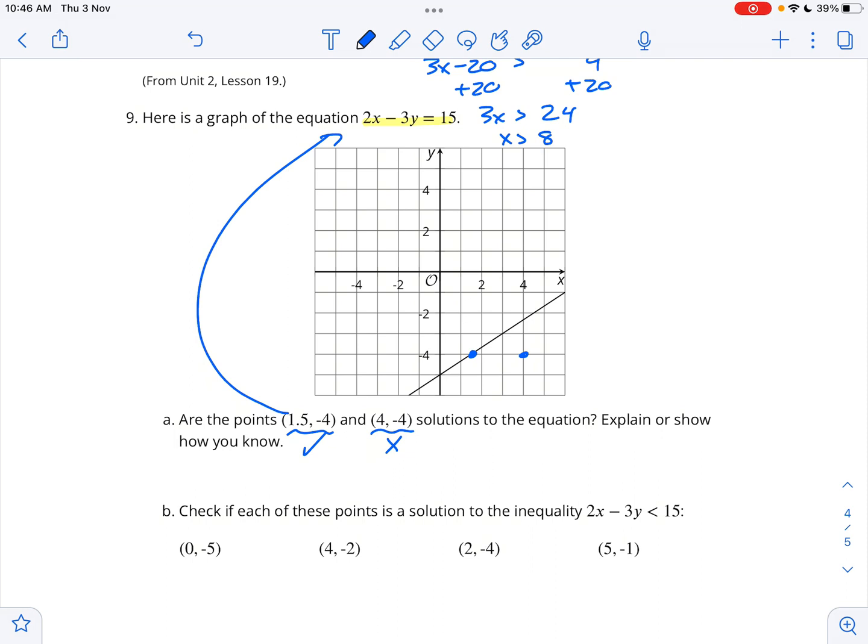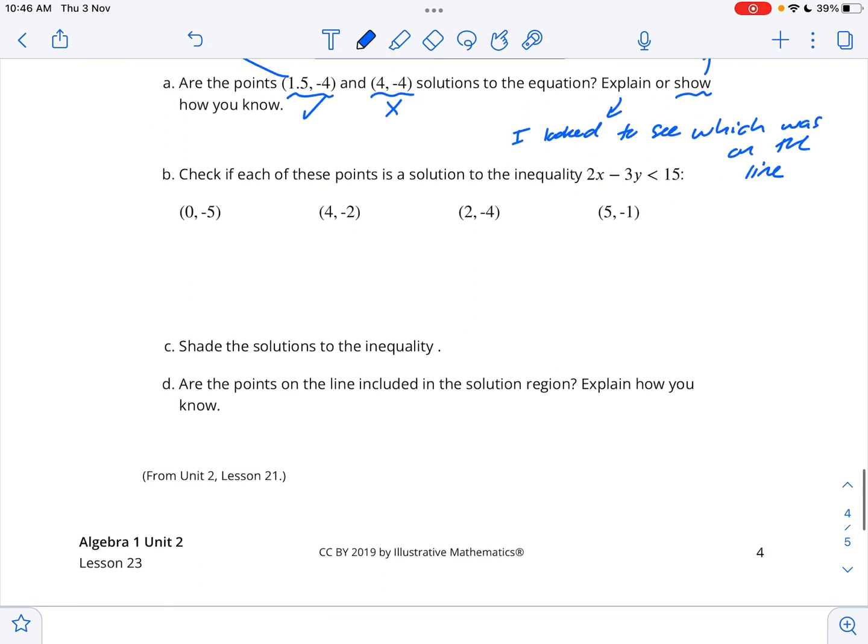So explain or show how you know. Showing would be probably if I substituted into the original equation and showed that it didn't equal. But what I did is I would probably explain, I looked to see which was on the line. And either way is fine. You just have to have some way to justify your answer.